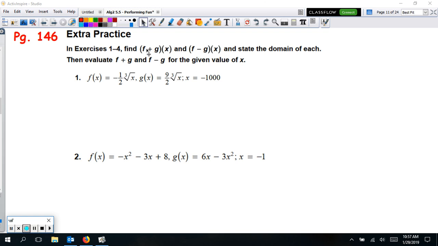So the first thing to do is just to add them together and then subtract them. So let's start with adding on number 1. We're going to do our f plus g of x.